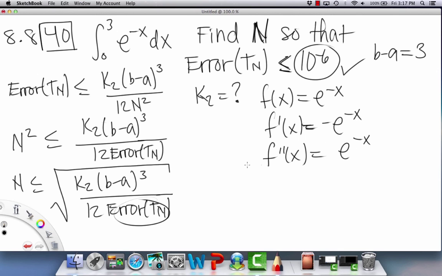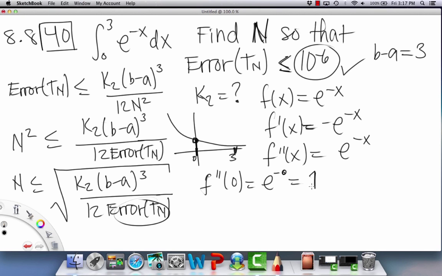On our interval from 0 to 3, we know that this graph, e to the negative x, looks something like that, and we're going from 0 to 3. Just by looking at this, you can tell that the maximum point is going to be when x equals 0. So f double prime of 0 equals e to the negative 0, which equals 1. So K2 is just going to be 1, which is pretty convenient.